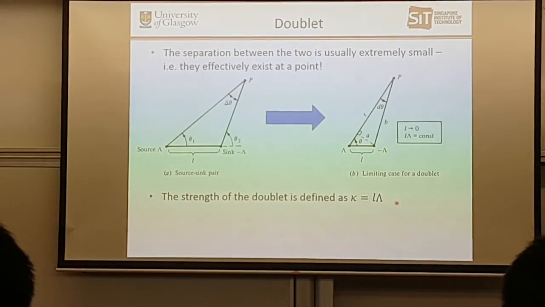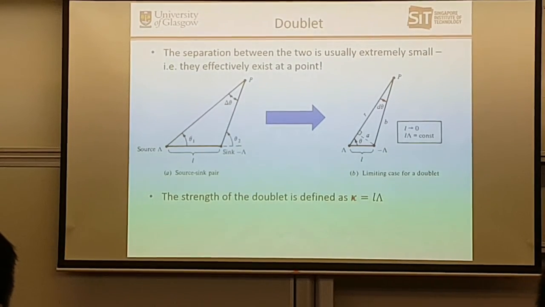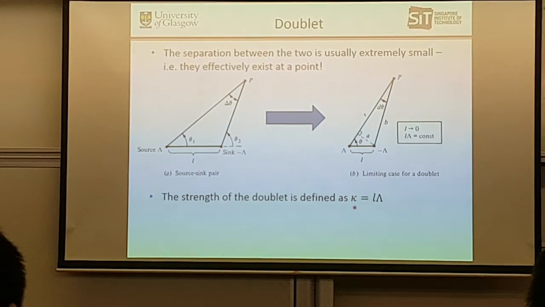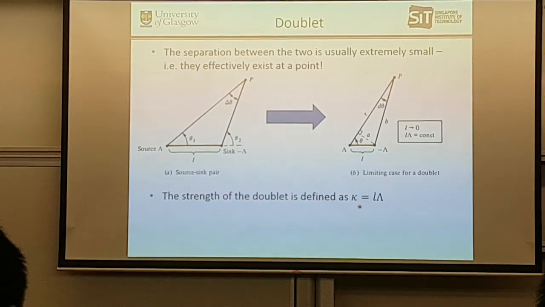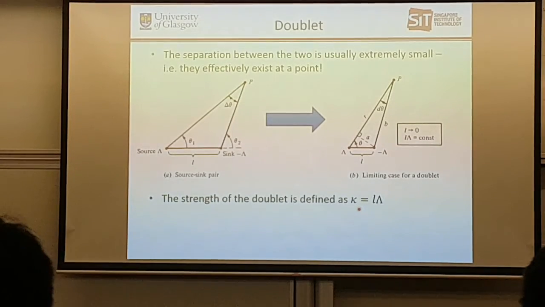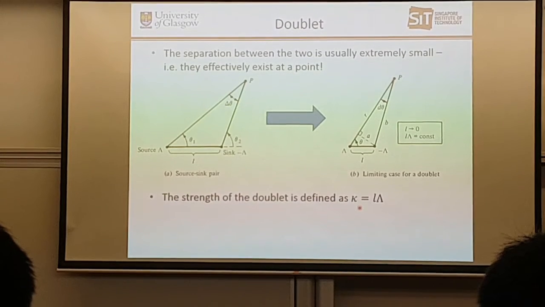So now we are still at the point of just defining the strength of the doublet. In the question, if you are given kappa, you should know that that's just for a doublet. What we need to do again is to define the stream function and the velocity potential for a doublet. So how do we do that?